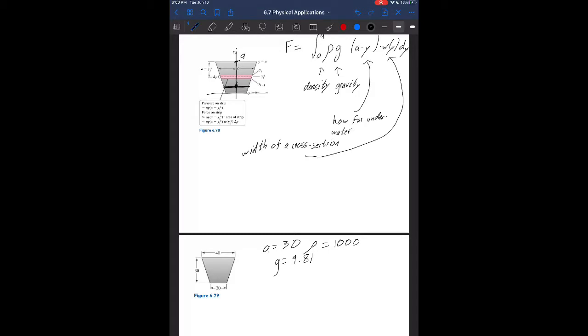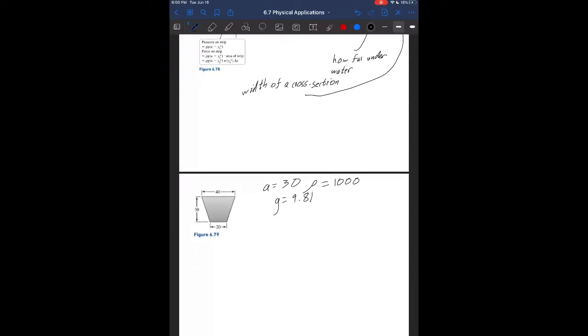So the only piece of the puzzle that we don't have now is this W of Y function, this width of the cross section. So I want to know, if I'm so far up the dam, how far across is it? That is what the W of Y means.